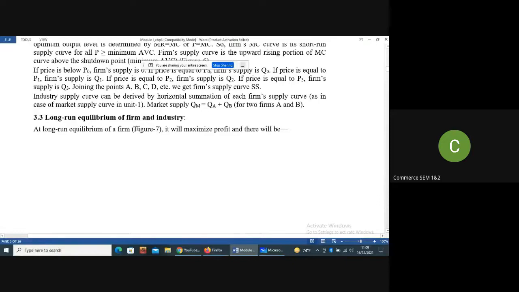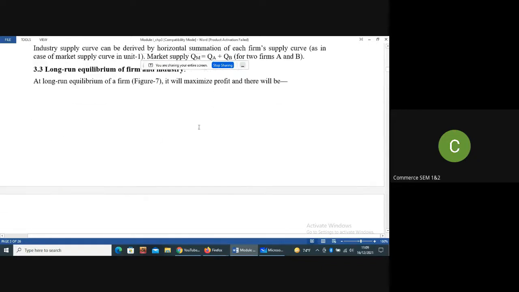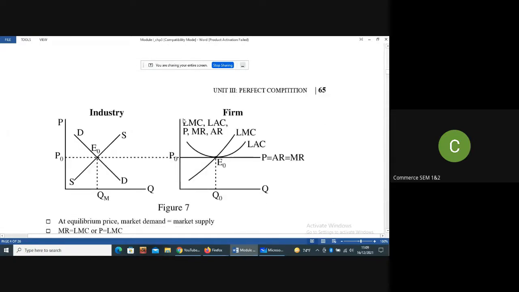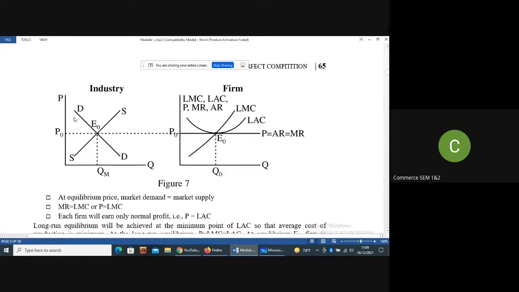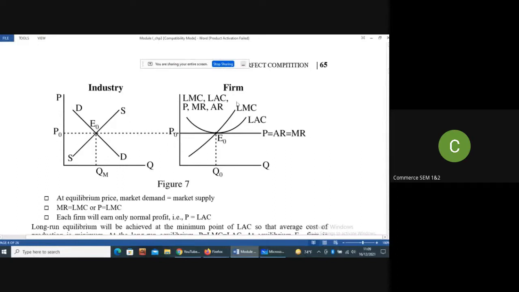So today we'll start the long run equilibrium of farm and industry. In the previous class, yesterday, we did short run equilibrium of farm and industry. In the long run, farms will also maximize their profit as they do in the short run. You can see from the left hand side diagram, this is the market demand curve for the industry, and the right hand side is for one particular farm.